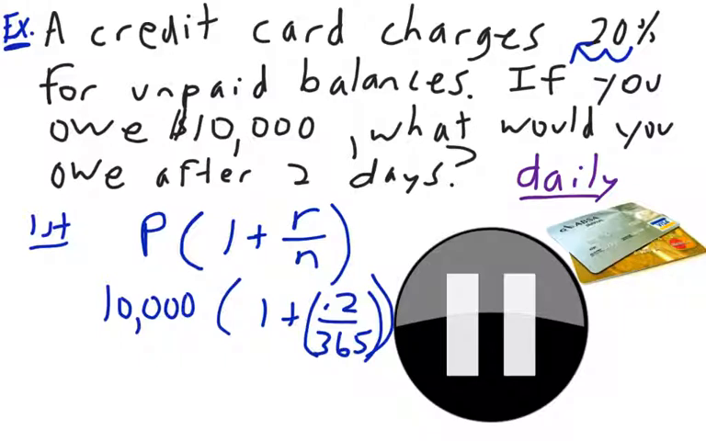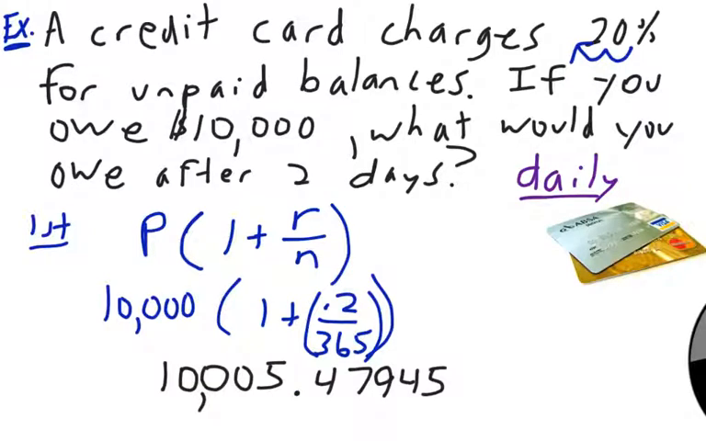Okay, you can pause if you need to, and then check your answer with me. And I got $10,005.47945. Well, since this is dollars and cents, we just need to go to that second decimal place, to the hundredths, and the 9 rounds the 7 up to an 8, so it's 48 cents. Did you get that? If not, type it in again, and remember, it's the parentheses that is important. And what would this be after day what? Day 1.